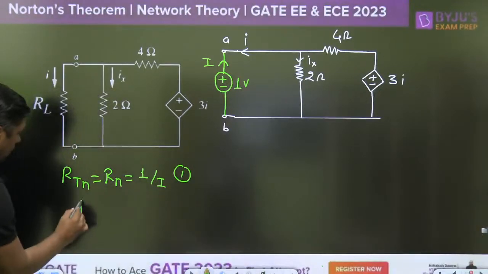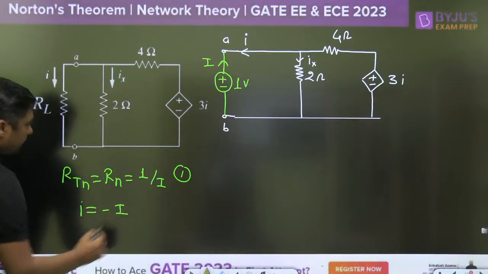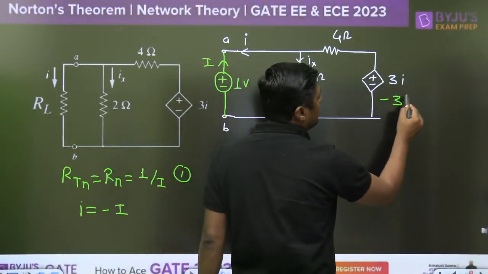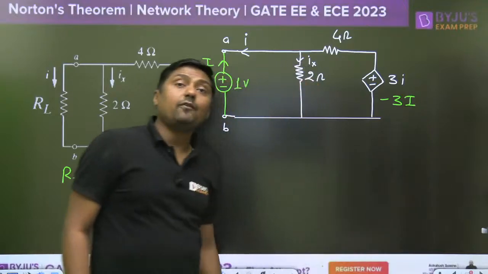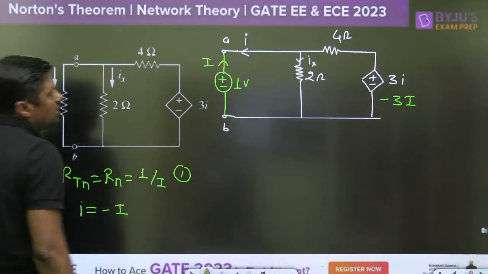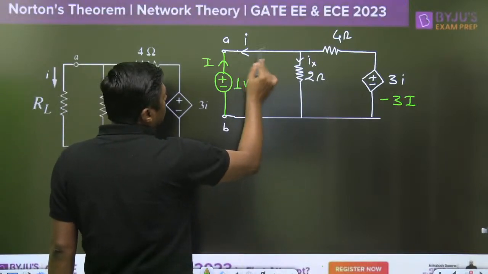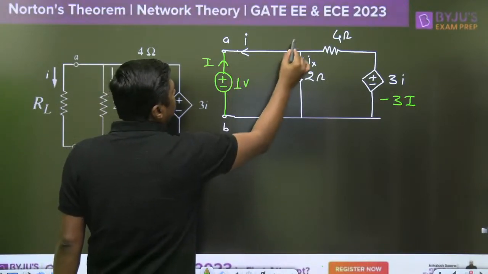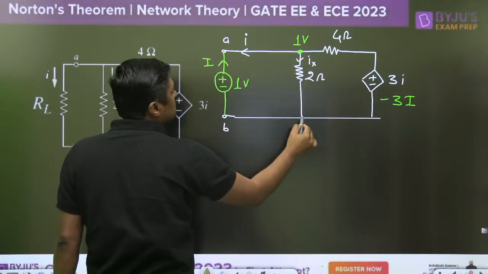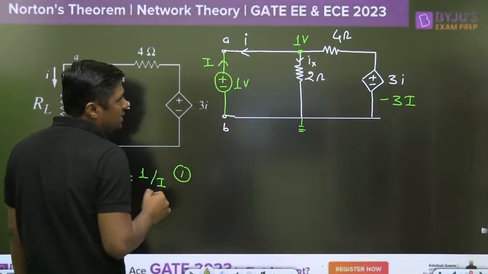You can write small i is equal to minus capital I. Now you can write it like this, minus 3 capital I, because we have to find 1 by I to find the RN. Now this is the 1 volt, and that's why the voltage at this point will become 1 volt. You can apply the nodal analysis. This is the reference. Apply the KCL.